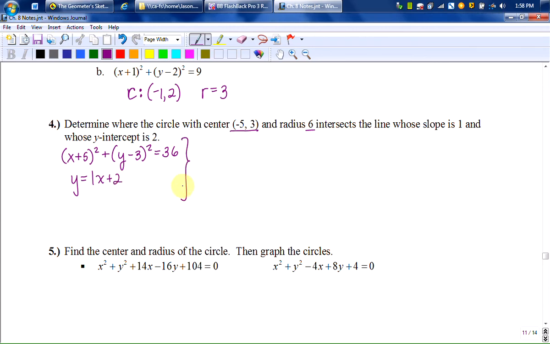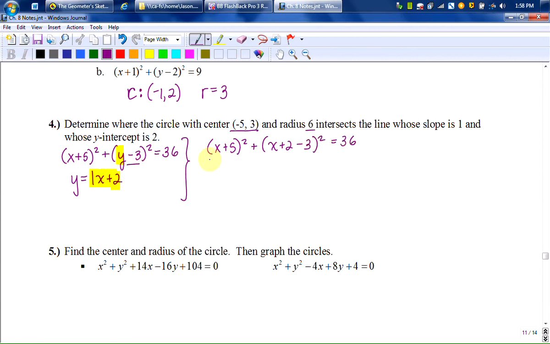Now I need to solve this, and in order to solve this system, I'm going to have to plug one equation into the other. I don't really have the option of doing elimination, or at least not in this case. And in most of these types of problems, I'm going to do substitution. So I'm going to plug in this for y in that equation. So I get x plus 5 squared plus x plus 2 minus 3, don't forget the minus 3, squared equals 36.